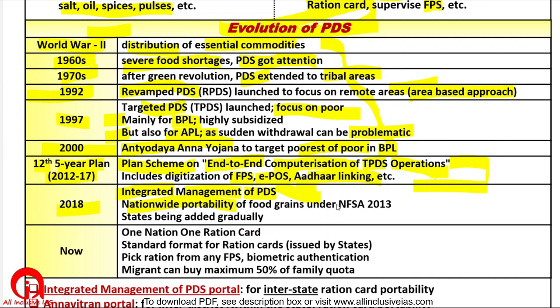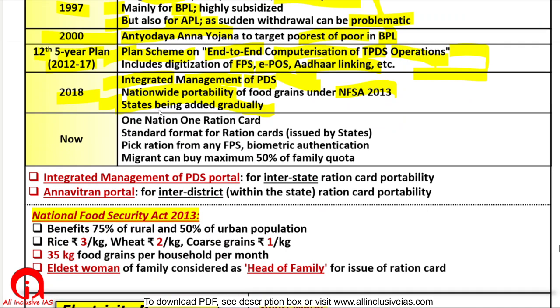Under the National Food Security Act 2013, people get cheap food grains through their ration shops. Now ration shops are being digitalized. So when ration shops are being digitalized, obviously you can pick your ration from any other ration shop also, because there will be a central record. Slowly under this program, first the government digitalized them, then the government is adding state governments to this central system. When the majority of states are added, then we will call it One Nation, One Ration Card, that you can get your ration benefits from anywhere in India.